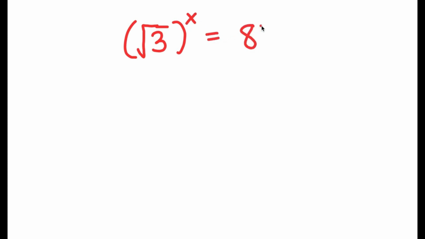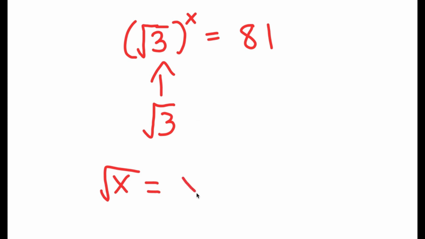All right, so in this problem, we have the square root of 3 to the power of x is equal to 81. Now, to solve this, I'm going to start here with the square root of 3. So let's just ignore everything else for a second and focus on the square root of 3. Now, the square root of a number, say the square root of x, is the same thing as x to the power of 1/2. Because basically, the root here is 2, but we just don't write that.